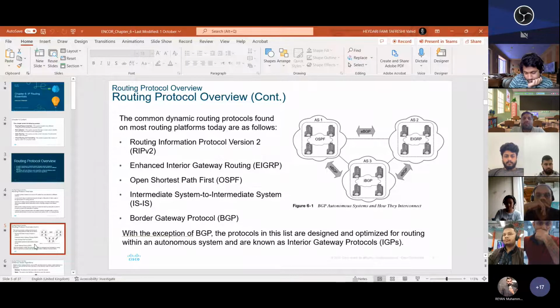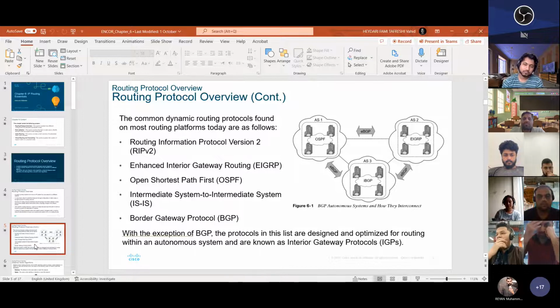Number 3 and number 4 are link state routing protocols, and the last one, BGP, is categorized as a path vector routing protocol. So there are 3 main categories of routing protocols, as I said earlier. When we are talking about routing happening inside an AS, and you know what an AS or autonomous system is, then you are talking about interior gateway protocols, IGPs in short. IGPs are RIP, EIGRP, OSPF, IS-IS.